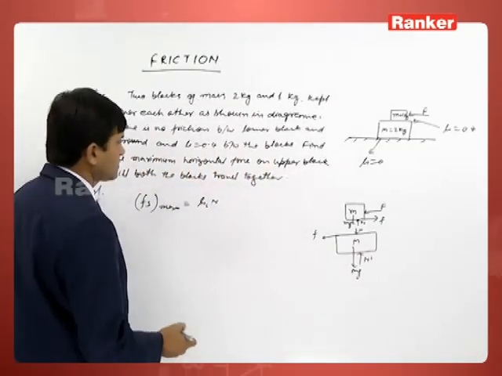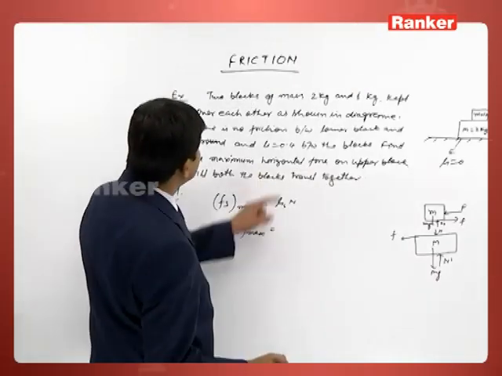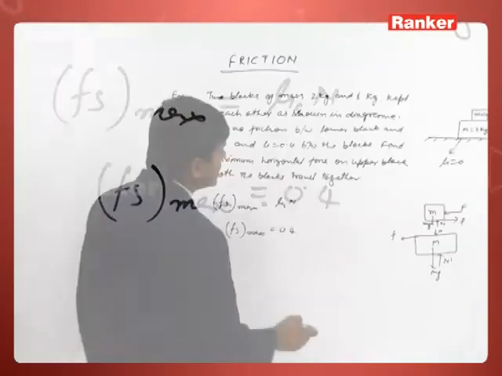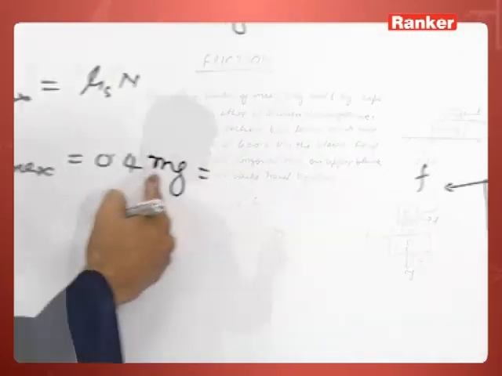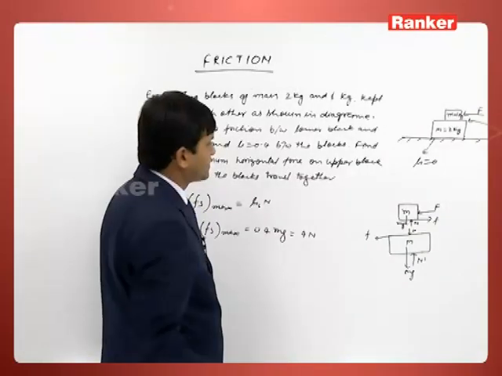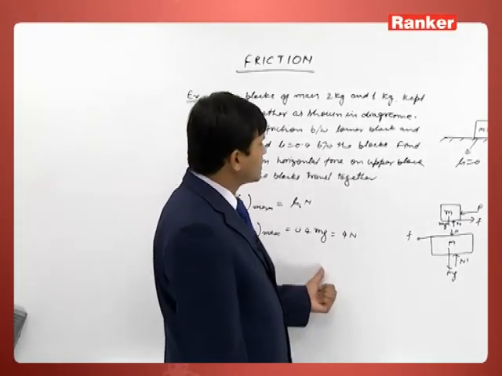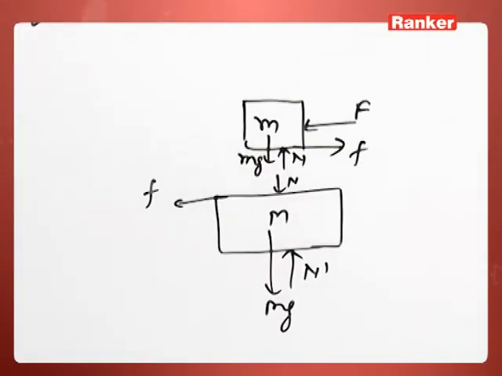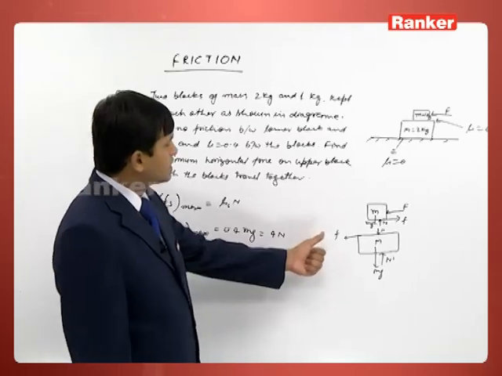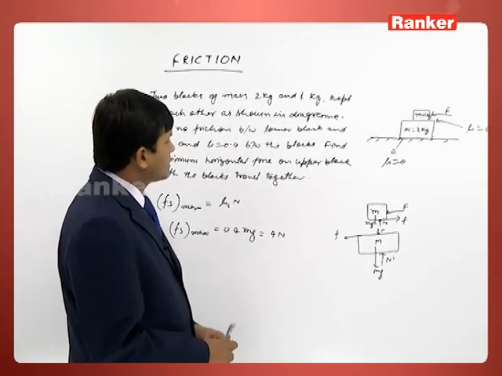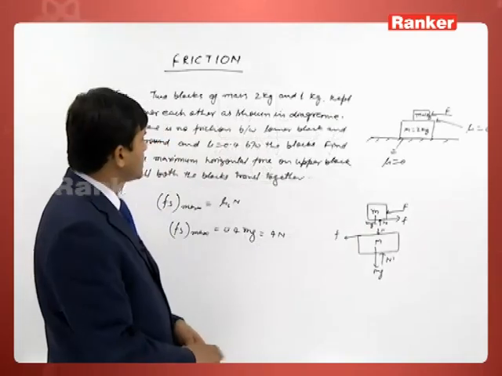Now, F static maximum is mu, value given 0.4, and this N is small mg, small m is 1, g is 10, so that is 4 Newton. 4 Newton is the maximum static friction. So till the static friction is not reaching the maximum limiting value, both the blocks will move together. For this condition, we can now solve the equations.